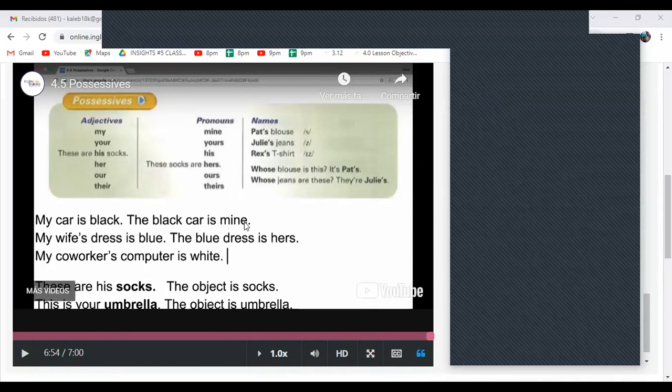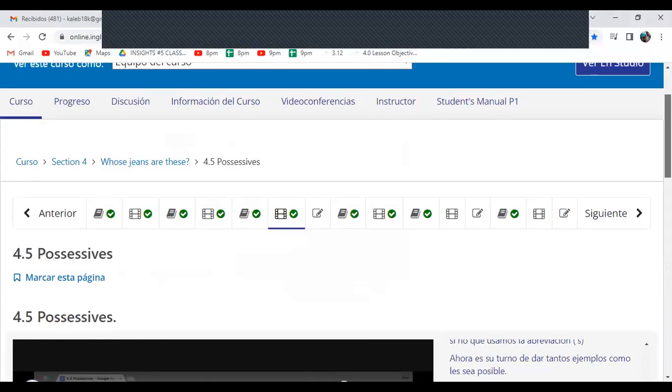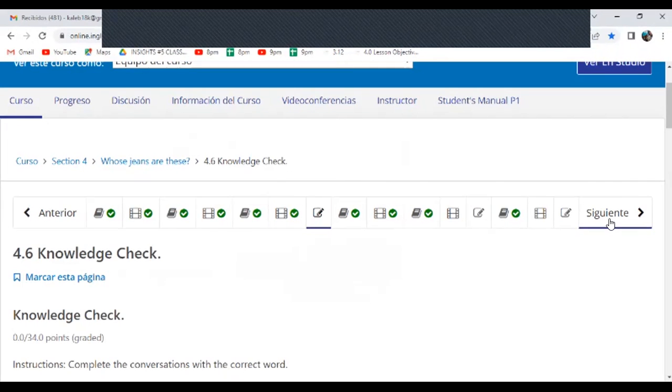Go ahead. The sneakers is mine. Sneakers es plural. ¿Cómo sería ahí? Sneakers is plural. They are sneakers. O this. Ay, yo me confundí. Ah, bueno, si están cerquita, vamos a decir these sneakers, y pronunciamos la S porque sneakers es plural, ¿ok? These sneakers are mine.